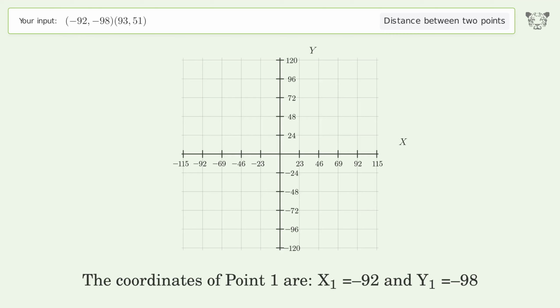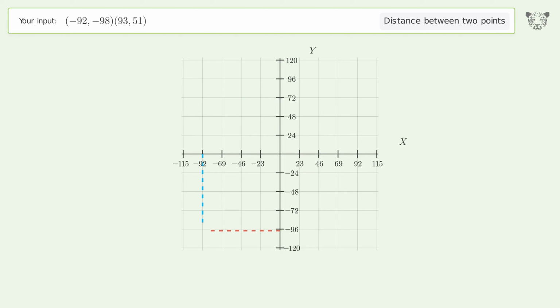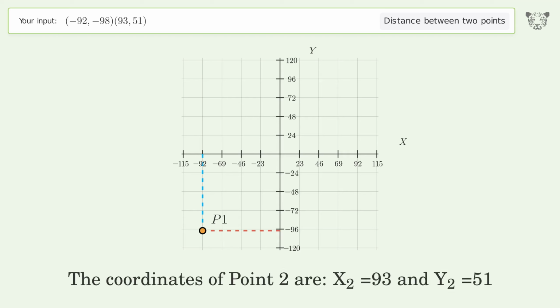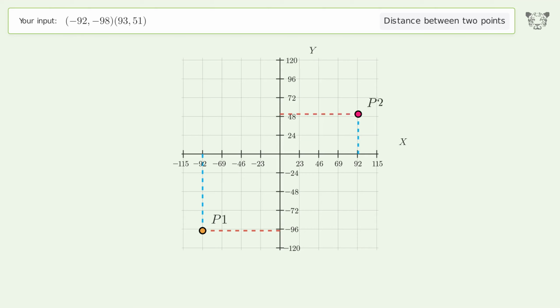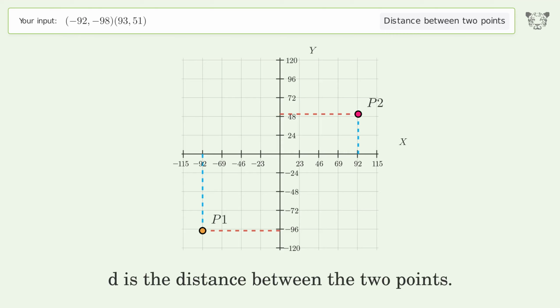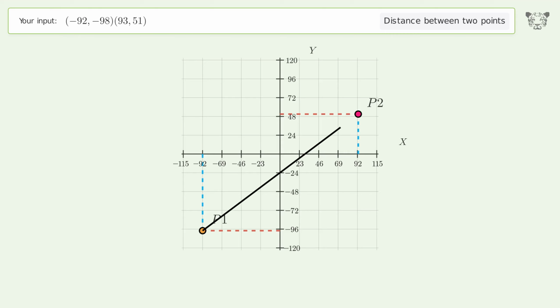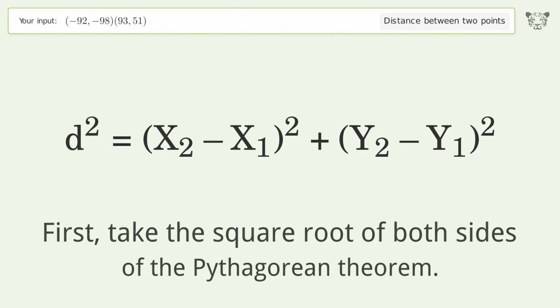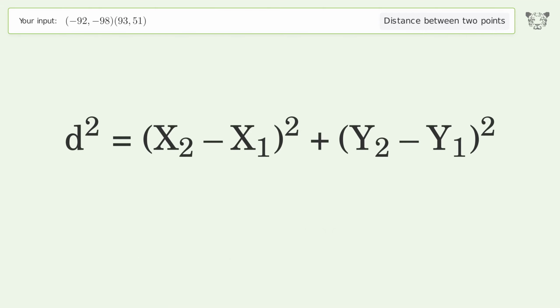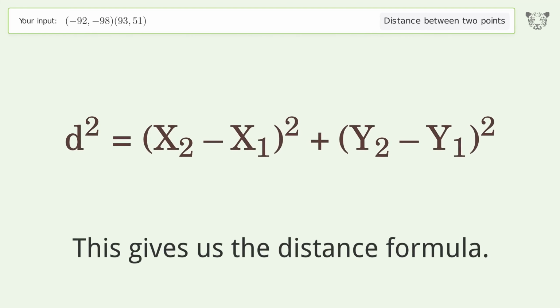Plot the 2 points and calculate the distance using the formula. The coordinates of point 1 are, x1 equals -92 and y1 equals -98. The coordinates of point 2 are, x2 equals 93 and y2 equals 51. D is the distance between the 2 points. First, take the square root of both sides of the Pythagorean theorem. This gives us the distance formula.